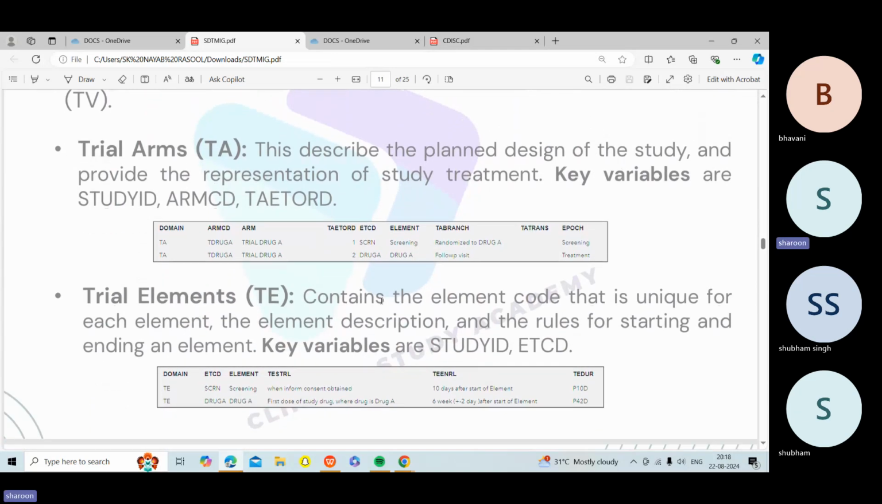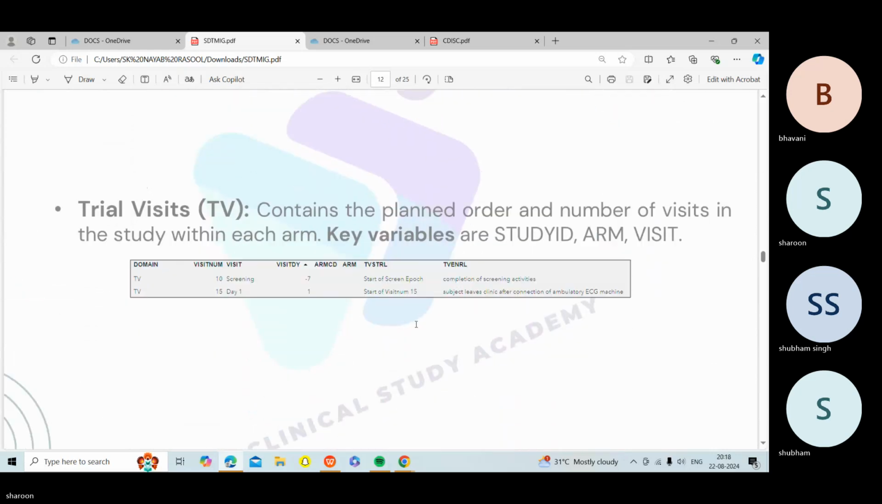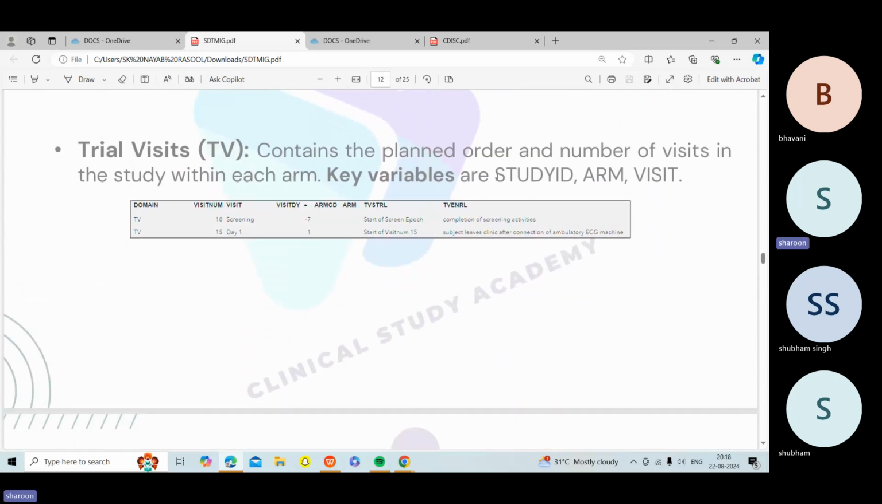Trial elements contains the element code that is unique for each element, the element description, and the rules for starting and ending an element. Key variables are study ID, ETCD. Trial visits contains the planned order and number of visits in the study within each arm. Key variables are study ID, arm, visit.